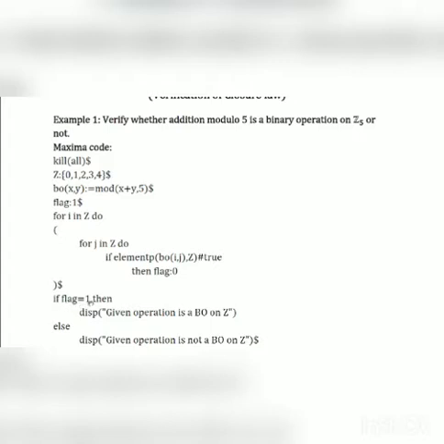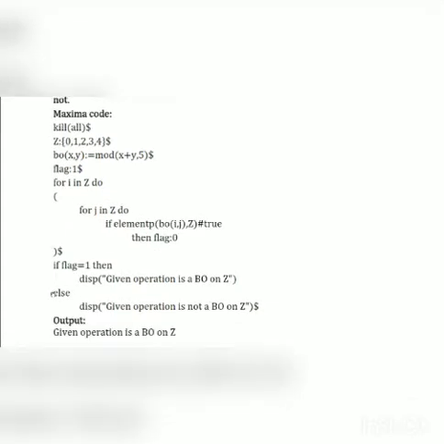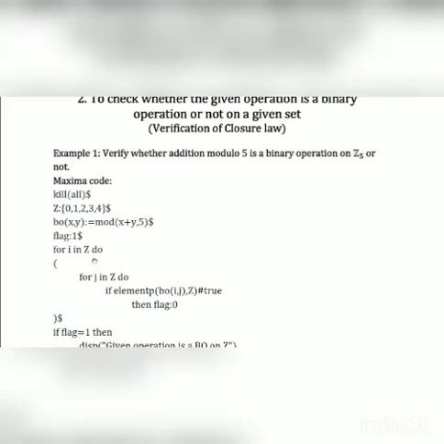If flag is 1, then print or display. You can use any command. Print given operation is a binary operation on Z, that is this set, or else print given operation is not a binary operation on Z. Now, how does it verify? First, it takes I equal to 0 and it gives all the values of Z to J.